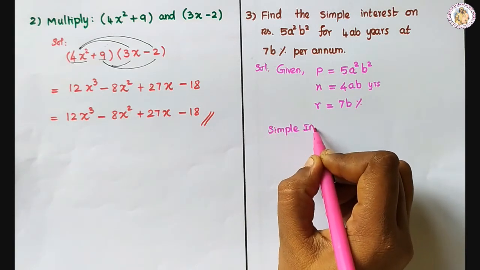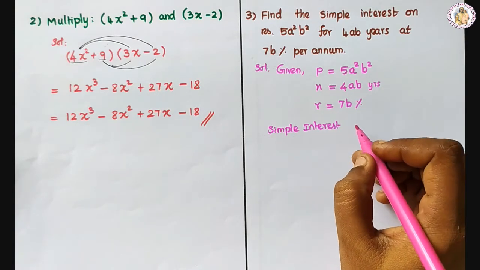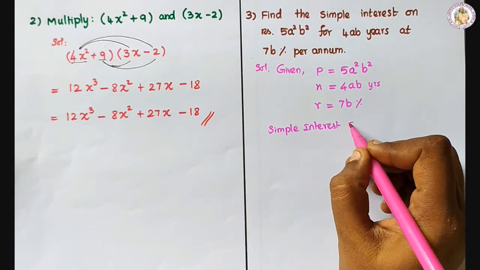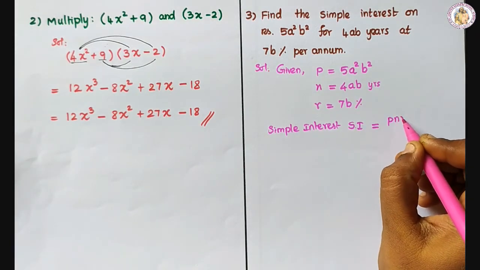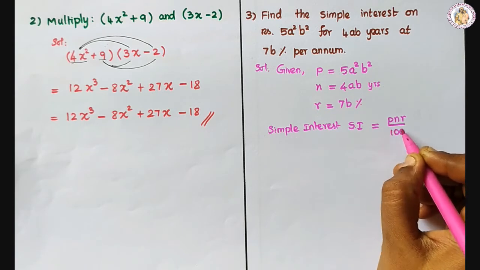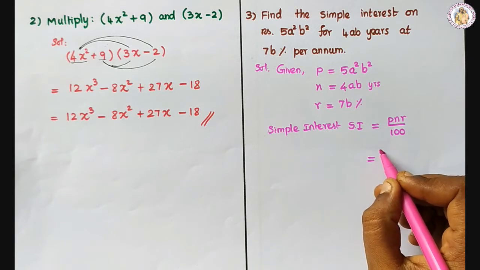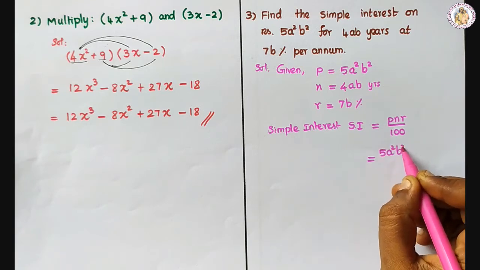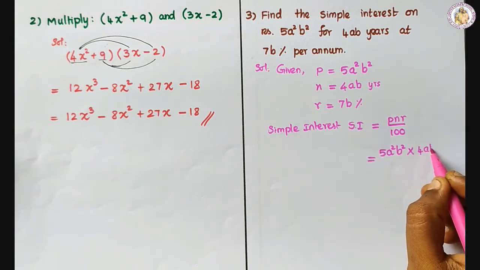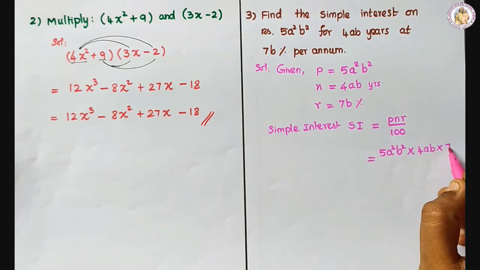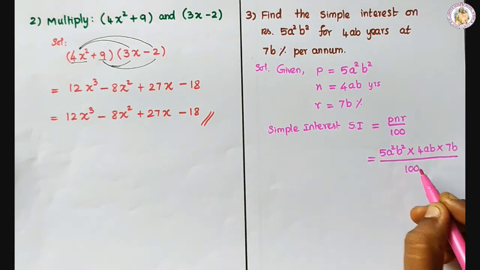Now simple interest, what's the formula? Did you remember? SI equal to PNR by 100. Here P 5a squared b squared into 4ab into 7b divided by 100.